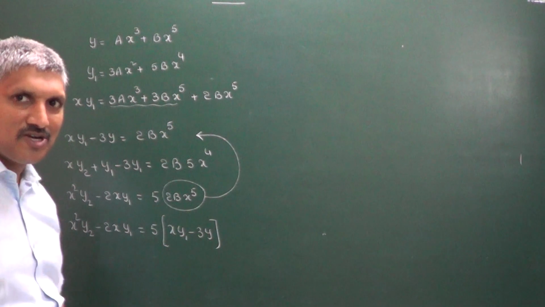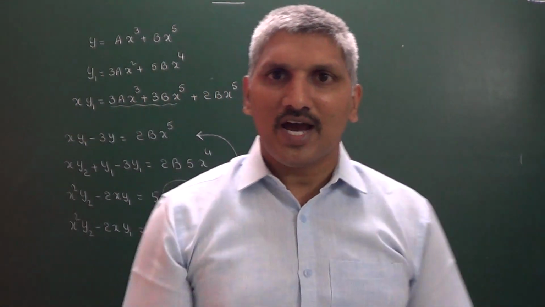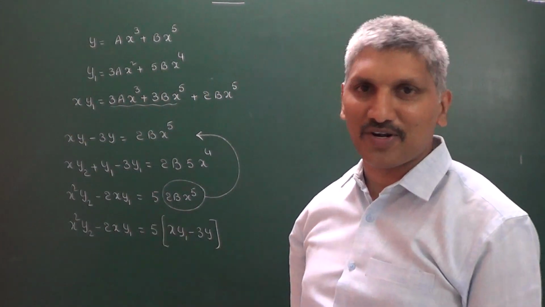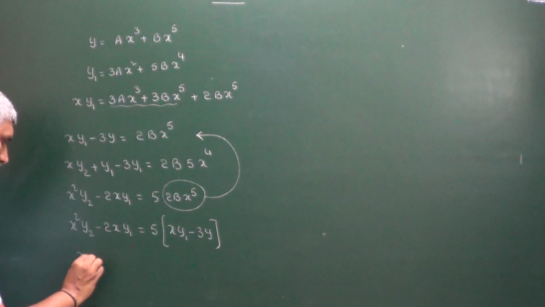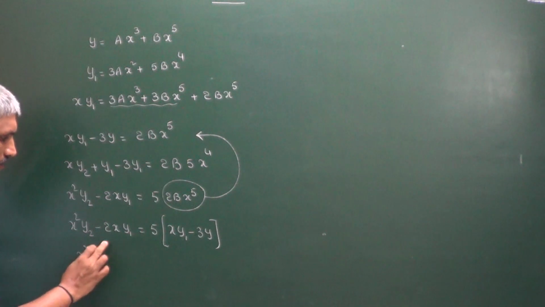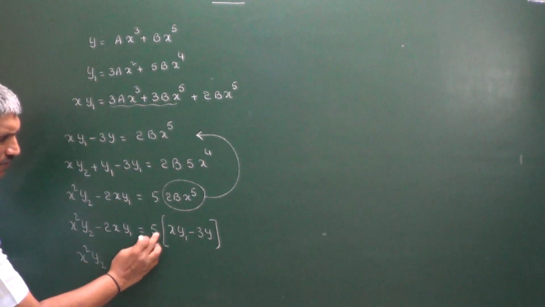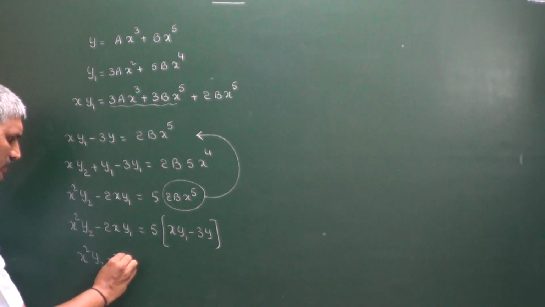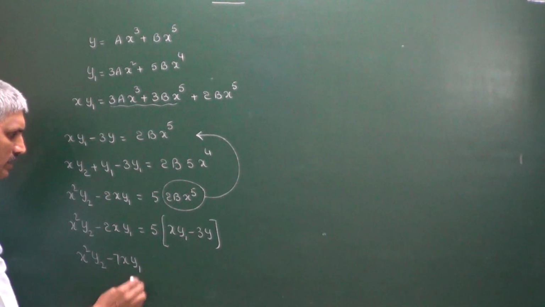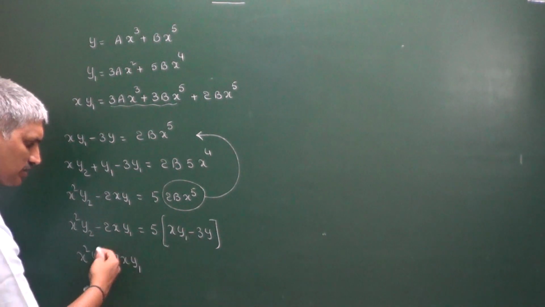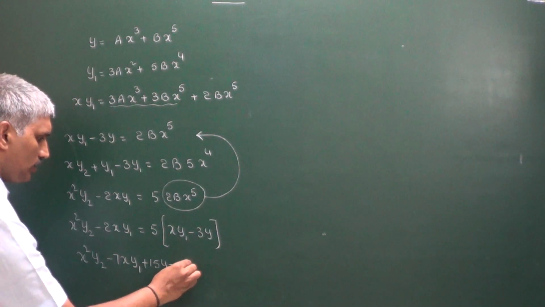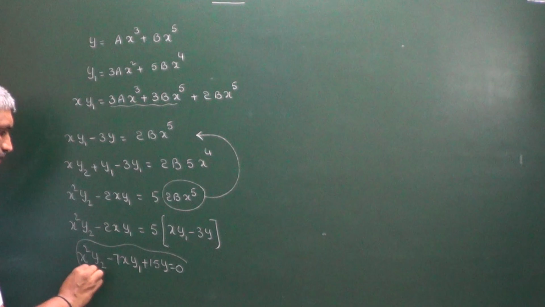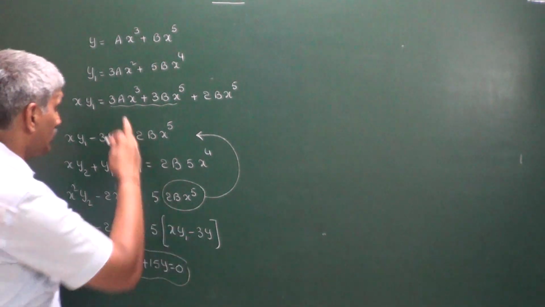Now you can check, two times differentiation is over and there is no involvement of arbitrary constant. Now further simplification we can do: x square y2 minus 2 times, plus 5 shift to this side, minus 7 times x y1, minus 15y shift to this side, plus 15y is equal to 0. This is the differential equation for the family of curves.